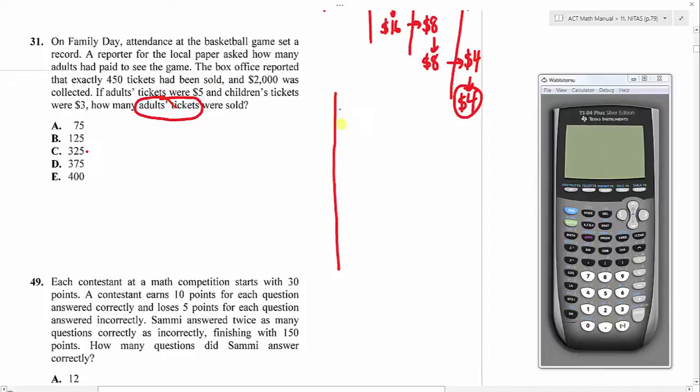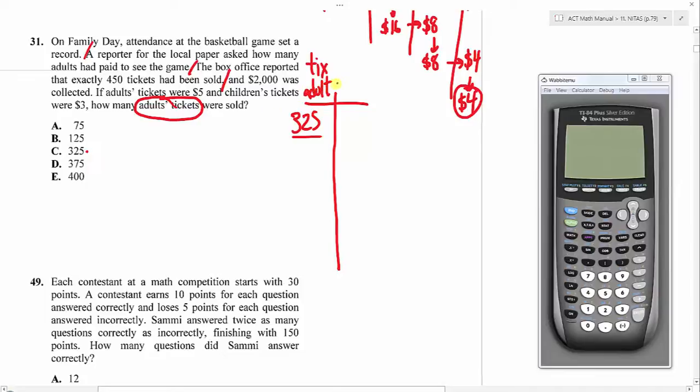So again, we're going to draw the T. We're going to label the first column adult. We are going to get the 325 into the chart. So this is adult tickets. All right. So one phrase at a time. Fine, that phrase doesn't tell us anything. That phrase doesn't really tell us anything, but this phrase right here does. This phrase says 450 tickets have been sold, and we now know that 325 of them were adult tickets, and there were only adult and children's tickets sold.